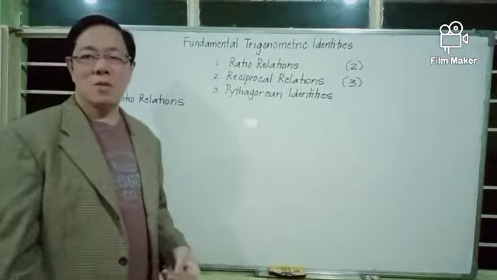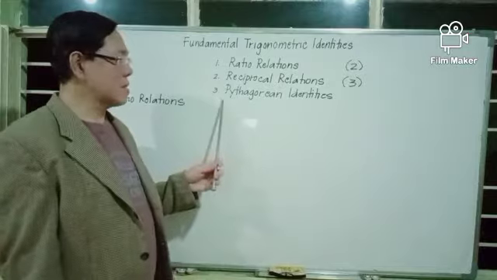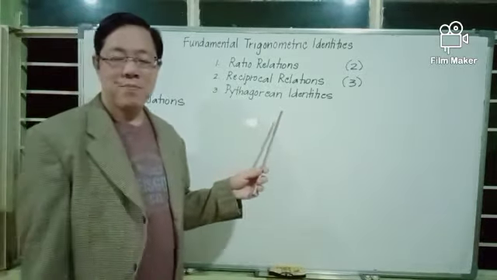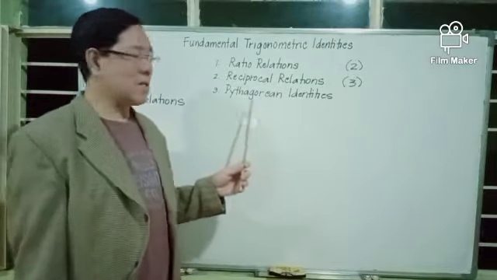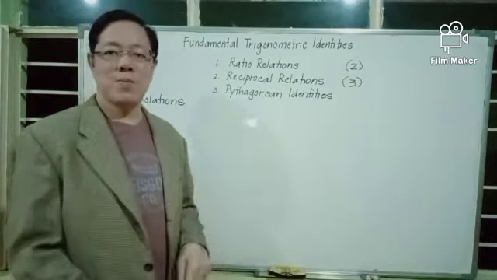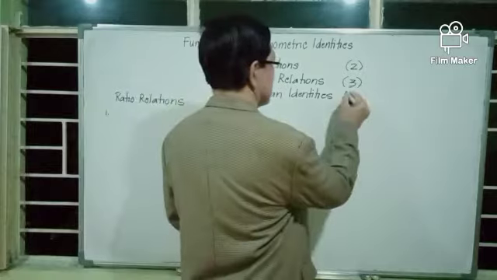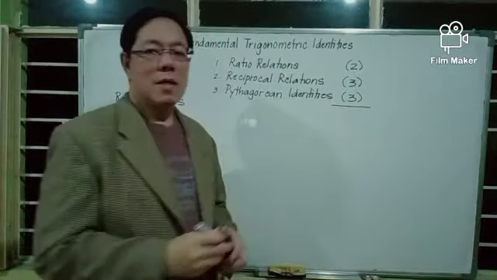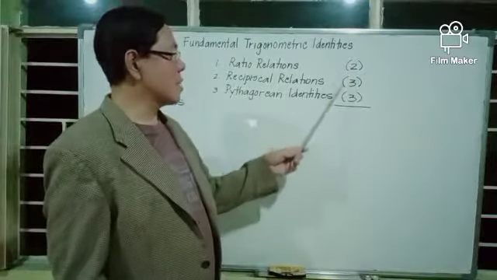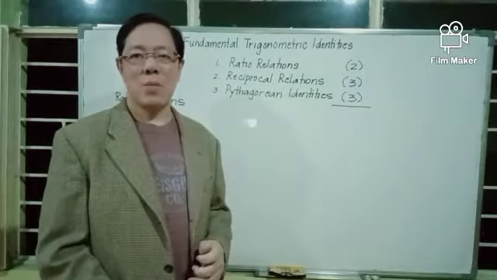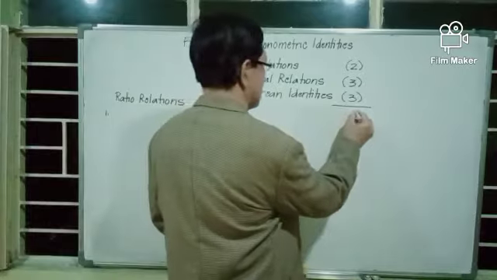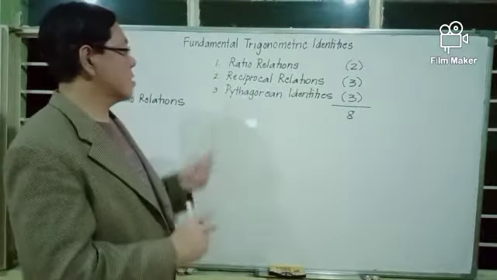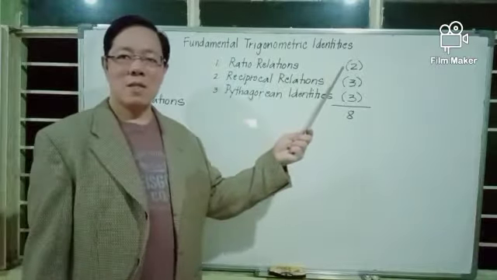And the last group of trigonometric identities is the Pythagorean identities, and there are also 3 fundamental trigonometric identities under this third group. If you add 2, 3, and 3, you get a total of 8, which means that there are 8 fundamental trigonometric identities.